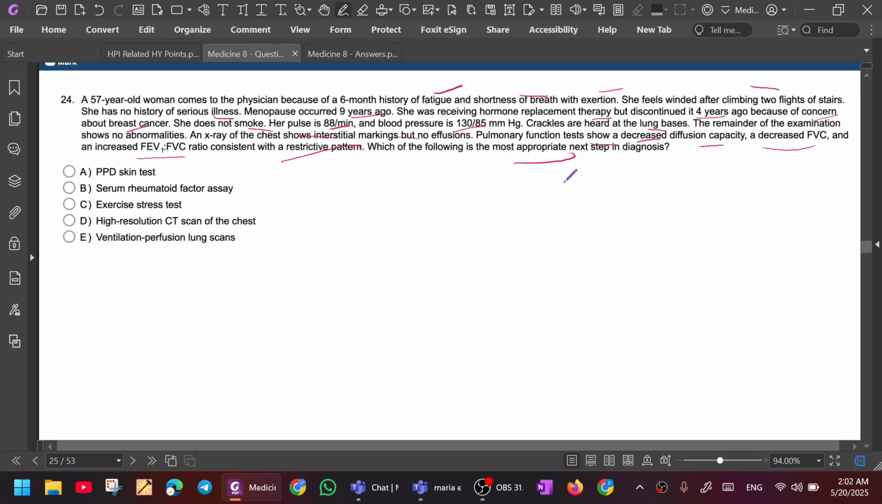Why do we need the next step? They already know she has restrictive pattern that's causing the fibrosis that's causing the shortness of breath. What else do they need?